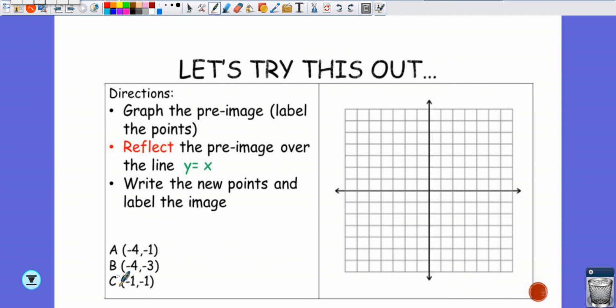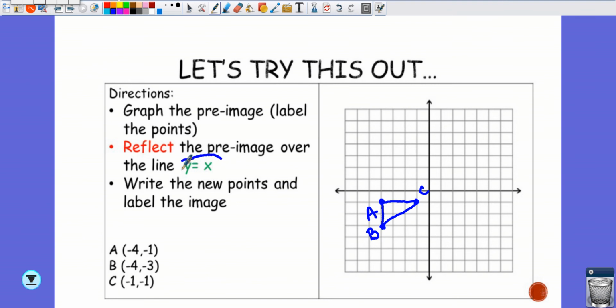Okay, so I'm going to go ahead. This is my pre-image right here. So I'm going to go to 1, 2, 3, 4, -4 and -1 is A, -4 and -3 is B, and -1 and -1 is C. Okay, that's my pre-image. Now it says reflect the image over the line y equals x.